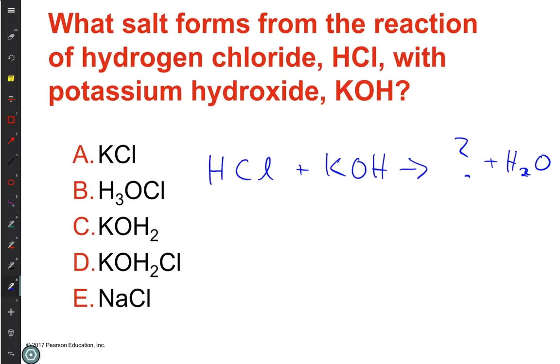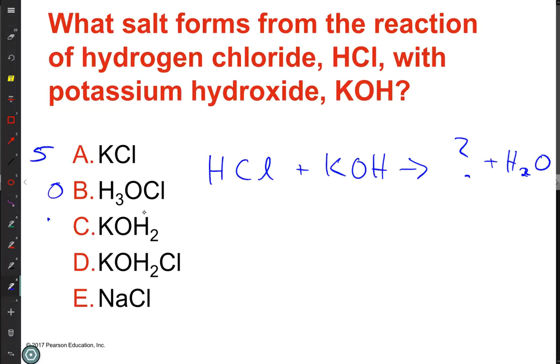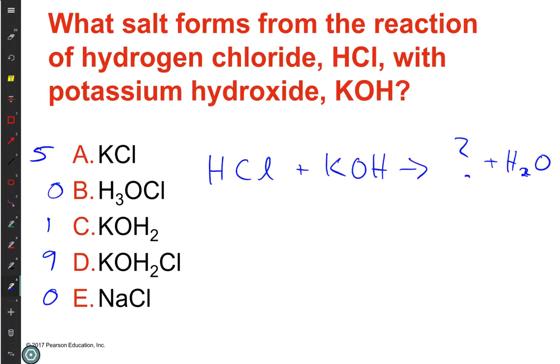There we go. All right, so we have here 5 for potassium chloride, 0 for H3O+, 1 for potassium water, and 9 for potassium OH2Cl, and 0 for sodium chloride. It is good that nobody conjured a magical sodium that's not in our equation.